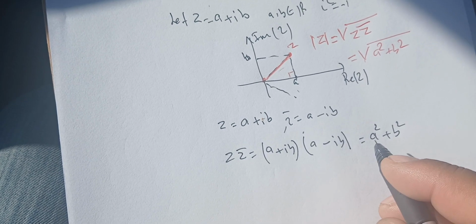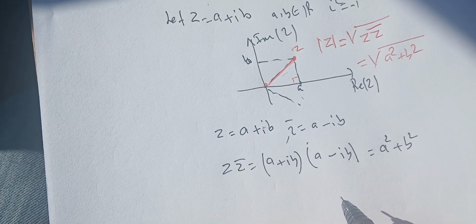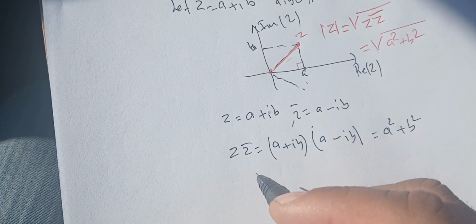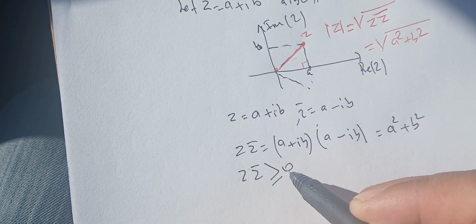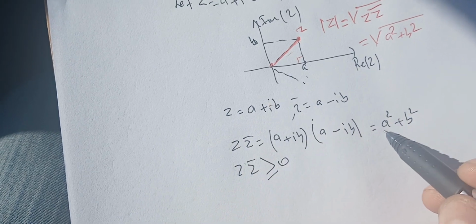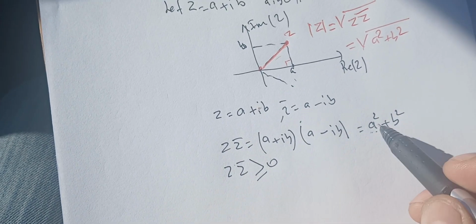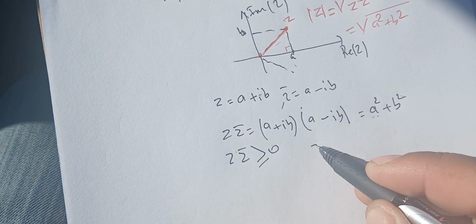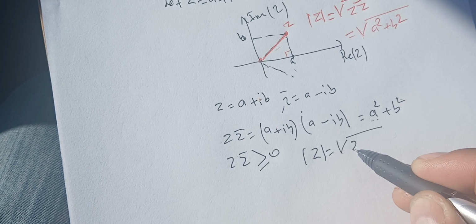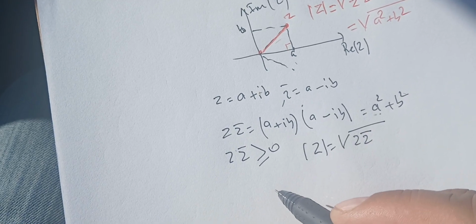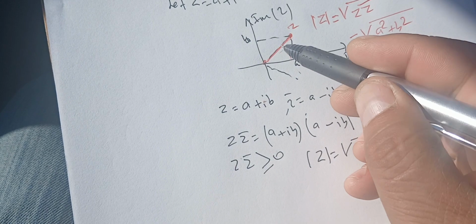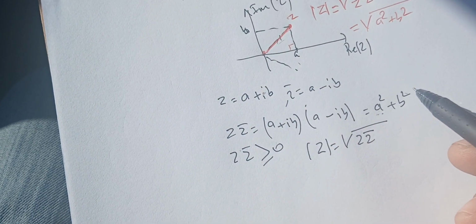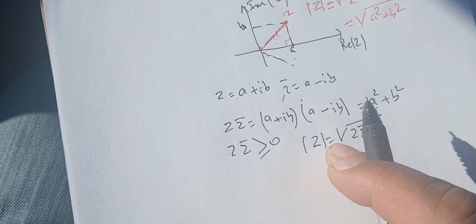Okay, so now thinking of this one as positive, z times z bar is greater than or equal to 0. That means it's a real number because it's the sum of two squares, two reals that are in R, so it's real. So that's why we define |z| as the square root of z times z bar. Okay, so the length here is the square root of a squared plus b squared. Okay, so this is the norm of any complex number.